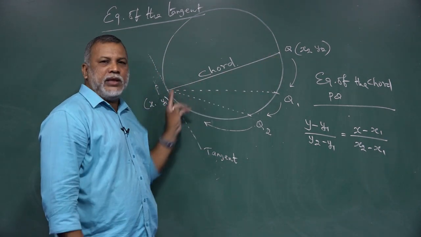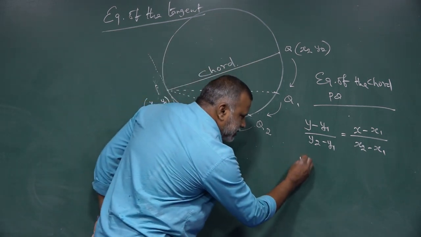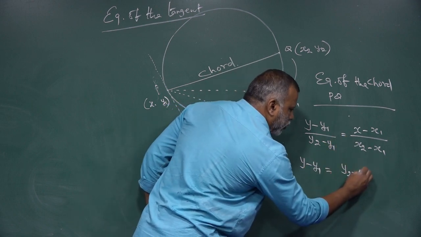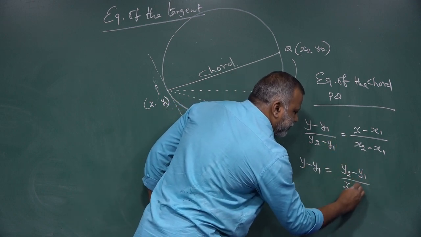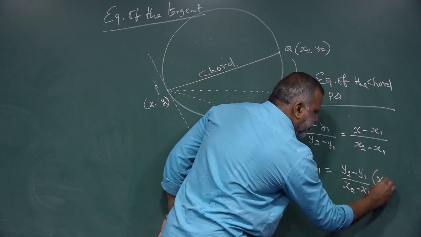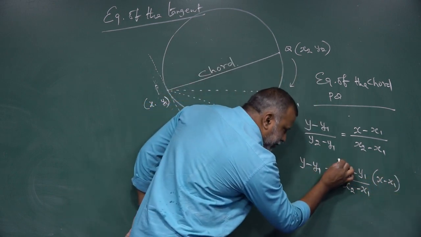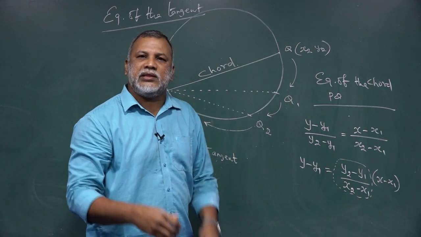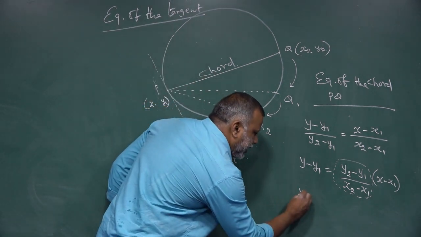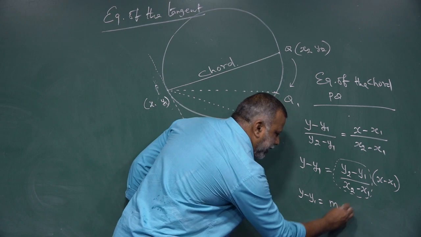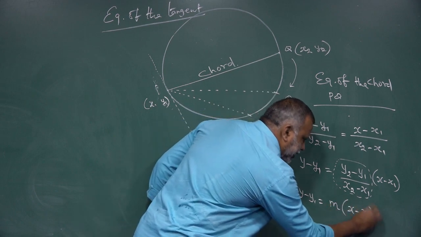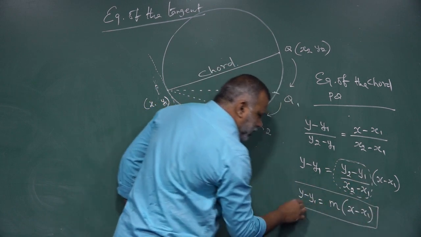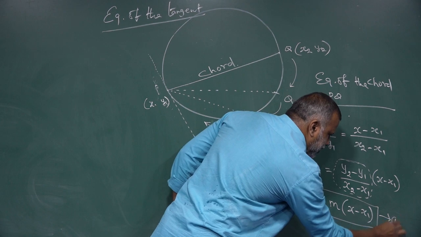So we are able to find the equation of the chord. So I am converting like this. y minus y1 is equal to, cross multiplying this one, (y2 minus y1) divided by (x2 minus x1) times (x minus x1). Consider this one. (y2 minus y1) divided by (x2 minus x1) is nothing but the slope. So we can write y minus y1 is equal to m times (x minus x1). You can convert. This is in the slope form. Say this is equation number 1.